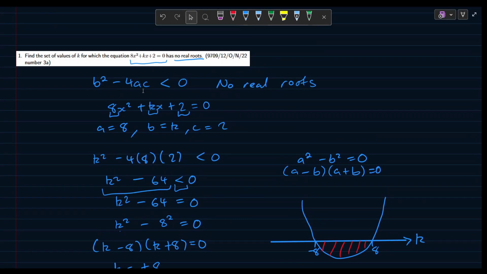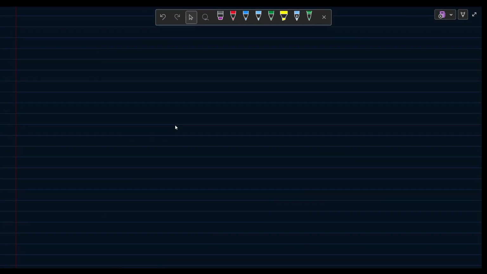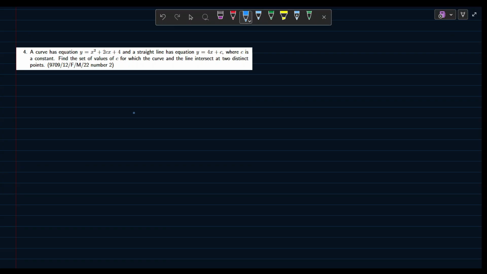And what this means is that our equation here has no real roots when k is between -8 and 8. And notice that in the question they have said set of values of k. So anytime they tell you to find the set of values, they want an inequality. So now let's look at a slightly more complicated example. We're given that a curve has equation y equals x squared plus 2cx plus 4, and a straight line has equation y equals 4x plus c, where c is a constant. Find the set of values of c for which the curve and the line intersect at two distinct points.